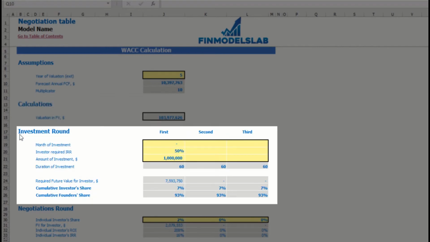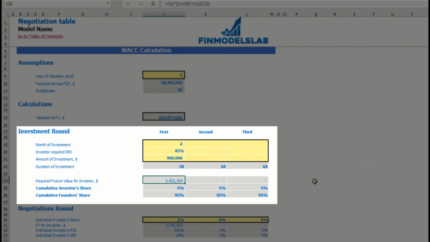Then we have the assumptions and calculations for 3 investment rounds. The first one is months of investment. You can say month number 2, for example. Investor required IRR, for example 45%. Amount of investment $900,000. Duration of investment, which is 5 years minus 2 months, which is 58 months.